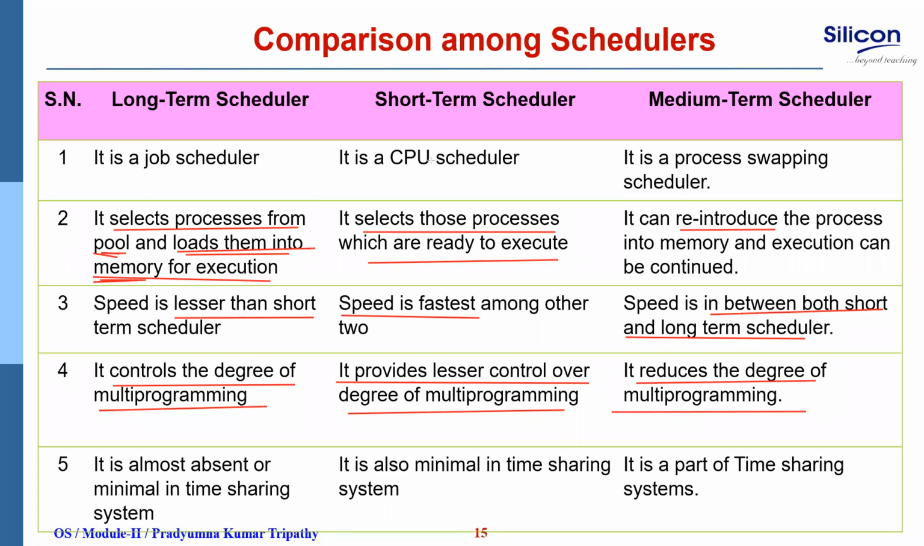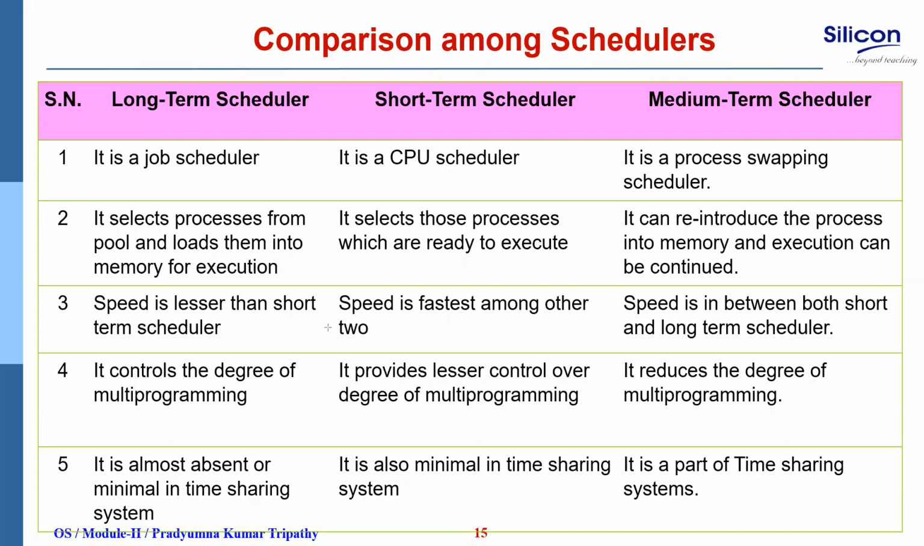In a time sharing system, the long-term scheduler is almost absent or minimal, because it is not required here. In time sharing we know that a time slot is given, and which process is brought to the ready queue. The CPU short-term scheduler is also of very minimal use, and the medium-term scheduler is a part of the time sharing system because processes are taken to the secondary memory. So here we have the comparison among the three different kinds of schedulers.